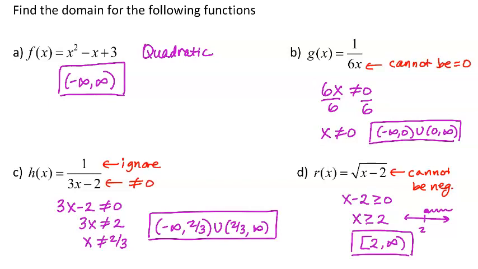So the keys to remember: when you're looking out for division by 0, you're going to set it up so that you have an equation where whatever's in the denominator is not equal to 0. If you're working with a square root function, whatever is on the inside of the square root, you'll set up an inequality greater than or equal to 0.